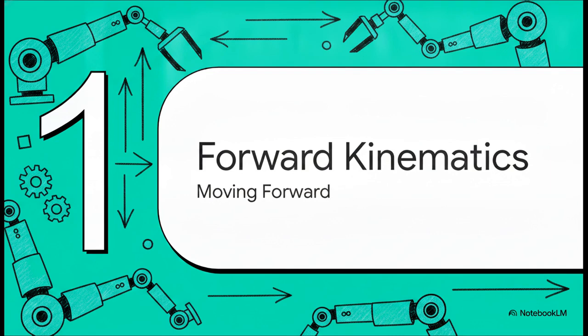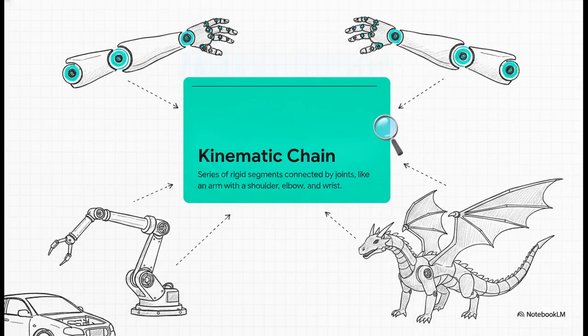Section 1, Forward Kinematics, moving forward. To really get this, we've got to understand the physical or digital skeleton we're working with. It's called a kinematic chain. Honestly, just think of it exactly like your own arm. It's a series of rigid segments, like your bicep and forearm, connected by joints, like your shoulder, elbow, and wrist. Whether we're talking about a massive robotic arm building cars on an assembly line or a 3D model of a dragon, it all starts with this chain.